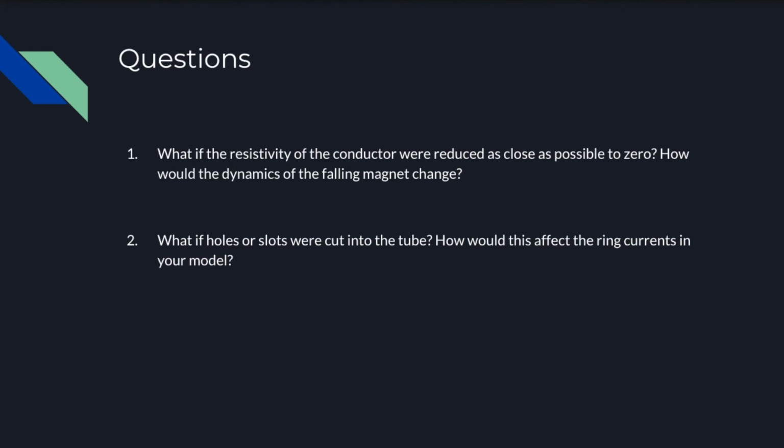The question is, what if the resistivity of the conductor was reduced as close as possible to 0? How will the dynamics of the falling magnet change? If this happened, we probably would have a magnet not falling down and staying still because of that. And what if holes were cut into the tube? How would it affect the ring currents in your model? It would probably go faster because there would be less force opposing it.